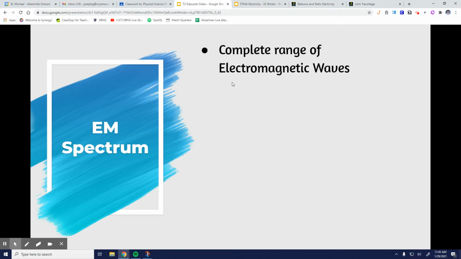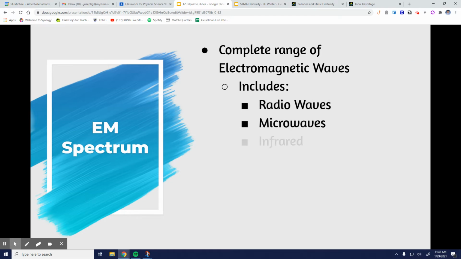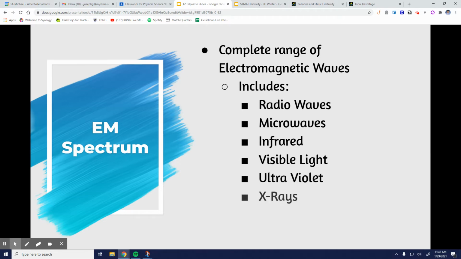So that EM spectrum is the complete range of electromagnetic waves. It includes everything from radio waves to microwaves, infrared, visible light, ultraviolet light, X-rays, and gamma rays. Those are all of the different types that we're going to talk about. We're going to break them into three categories. I'm going to call them the low energy waves, visible light, and then the high energy waves, which are ultraviolet, X-rays, and gamma rays.